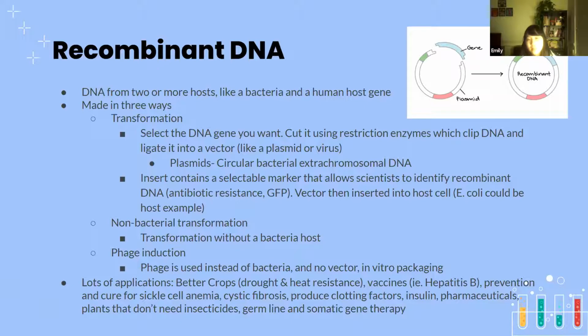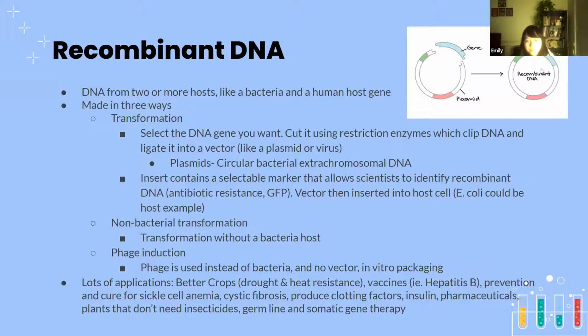And recombinant DNA is formed in 3 ways. The first way is transformation, which is selecting the gene that you want. You cut it with restriction enzymes, which are basically molecular scissors, and then you attach it to something else like a plasmid or a virus. A plasmid is a bacterial chromosome which has DNA in it, and it's circular. Plasmids are often studied in biotechnology because they're so versatile and they don't affect the genome of the bacteria. They're just this floating thing.